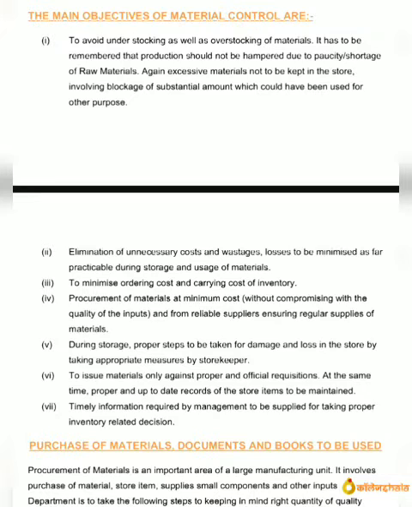Another item, procure material at minimum cost without compromising with the quality of inputs, and such materials are to be procured from reliable suppliers, ensuring regular supplies of material. So under no circumstances should production be hampered due to shortage of material. So these two points are also to be kept in mind.